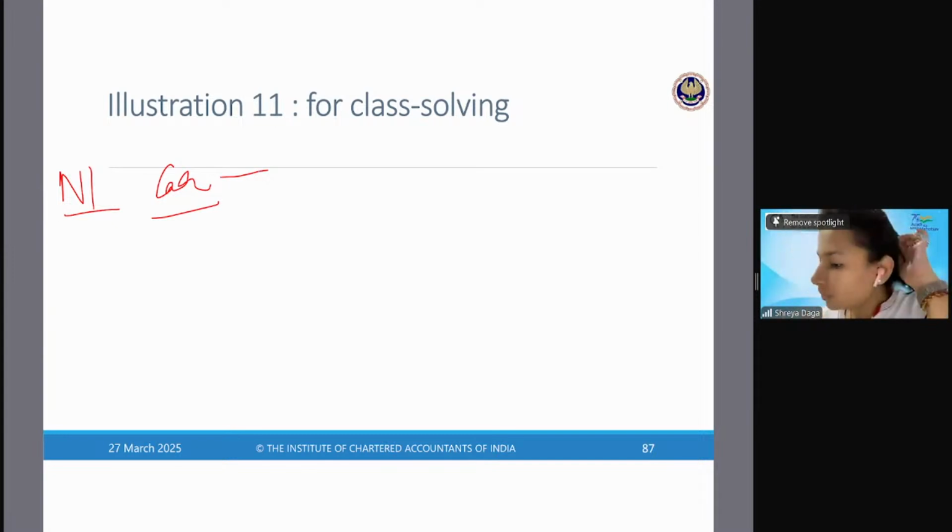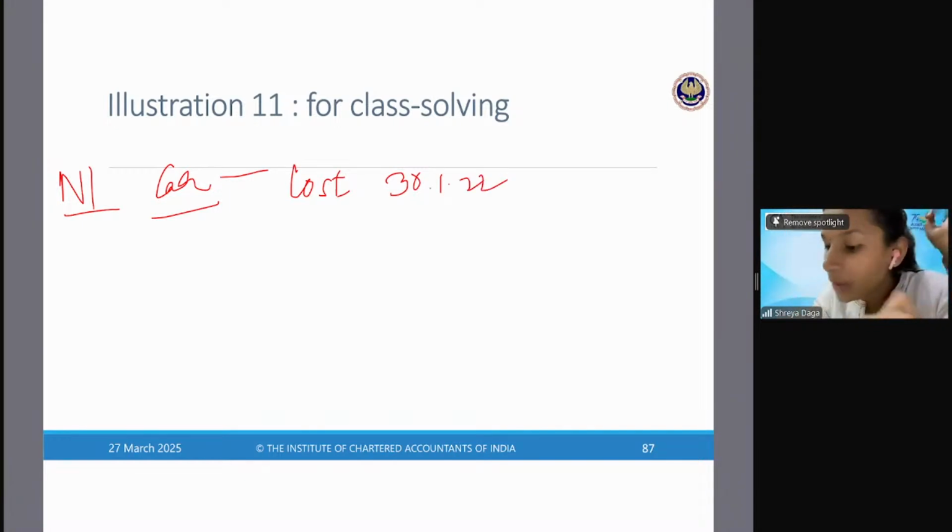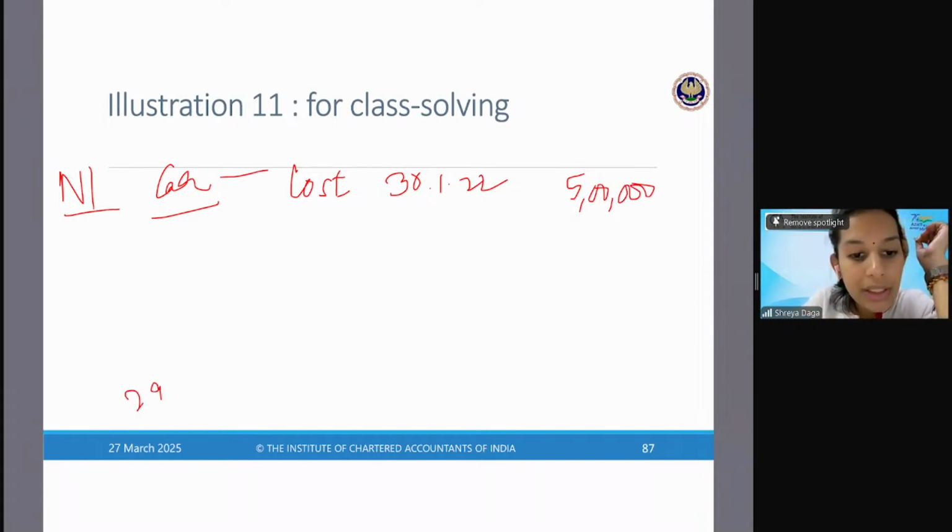Now in car, understand that they have told us that the perquisite value is actual cost to the employer as reduced by 20% of WDV for every completed year of service during which the car was put to use by the employee. So first let us find out the actual cost to the employer. The question says that the employer bought the car on 30th January 22 for 5 lakhs. We are standing on 29th January 2025, because we need to give the car now.